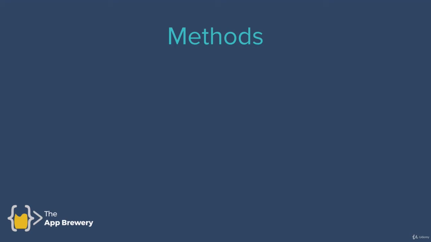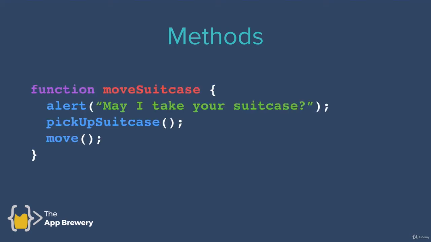Now, what about methods? Let's say that our bellboy is able to do something called move suitcase. I've simplified it here, but effectively he creates an alert saying, "May I take your suitcase?" And then he picks up the suitcase and moves with the suitcase. Now, this is a function because at the moment it's not attached to an object.